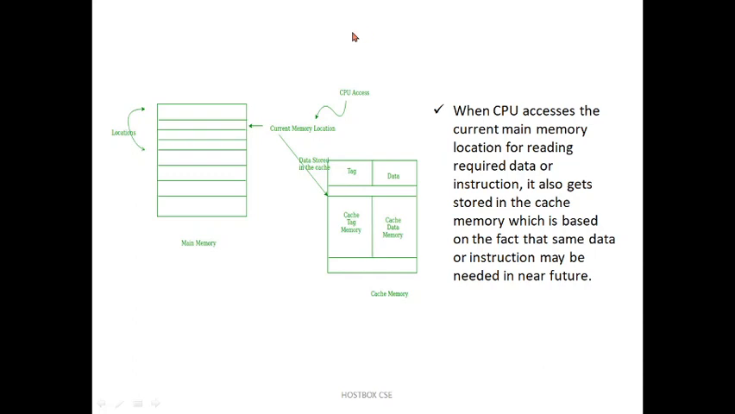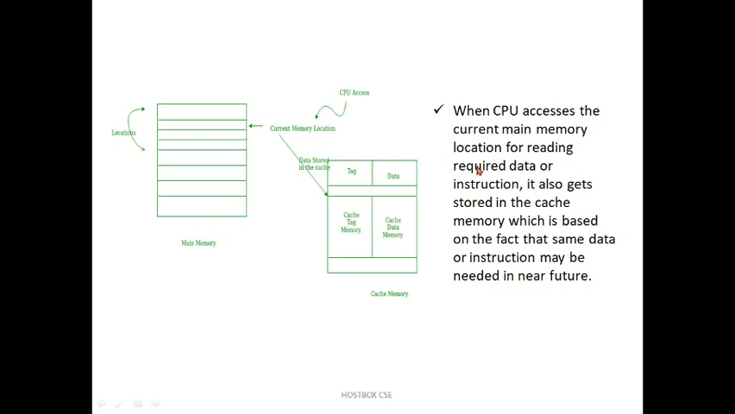A program is executed in the CPU in the form of instruction 1, instruction 2, instruction 3, instruction 4 and so on. This is the main memory location, where the cache memory is also there, with tag memory and cache data memory. So what will happen with temporal locality? When the CPU accesses a main memory location for reading required data or instruction, it also gets stored in the cache memory, based on the fact that the same data or instruction may be needed in the near future.